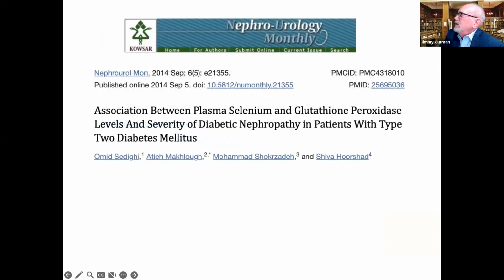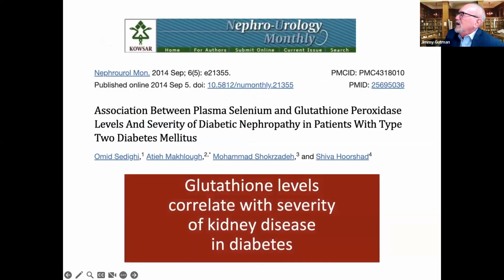In the journal Nephrology, another approach was taken. Glutathione levels and selenium levels were measured in diabetics with kidney disease. Let me explain that the active form of selenium in the body is through a molecule called glutathione peroxidase. And what they found was that the level of glutathione correlated with the degree of kidney disease present. In other words, glutathione levels could be predictive of how bad the kidney failure was going to be.